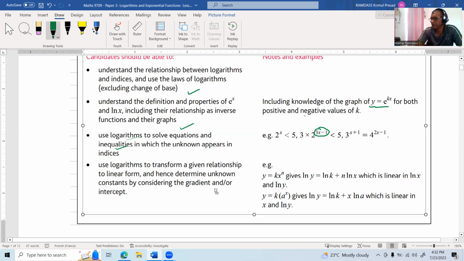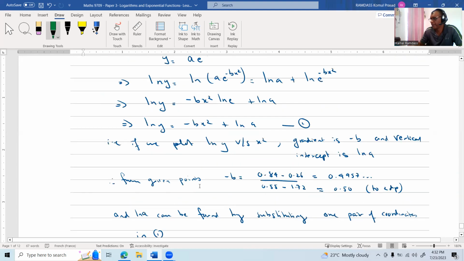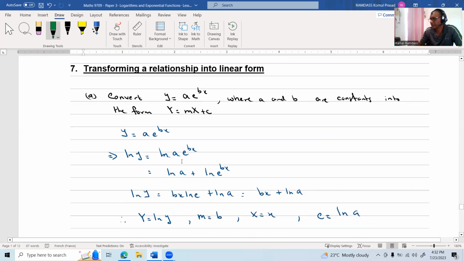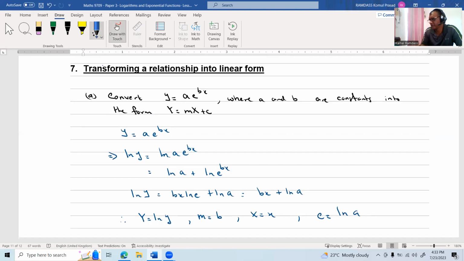Okay. Premier, l'exemple, c'est convert y is equal to a times e to the power of bx, where a and b are constants, into the form of capital Y equal to m capital X plus c. Et là, mon dire, bon, mon take natural logarithm, which can prendre l'autre logarithm. Non, mon bien prendre natural logarithm parce que pour ça, il a éliminé.